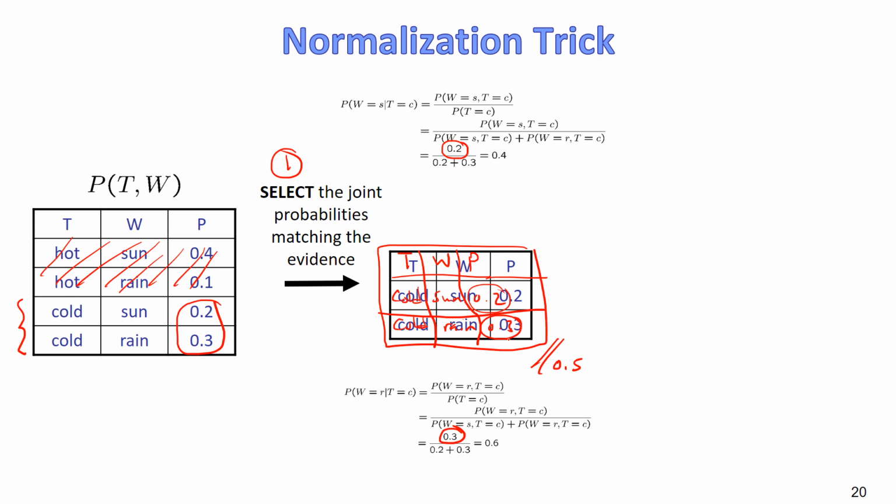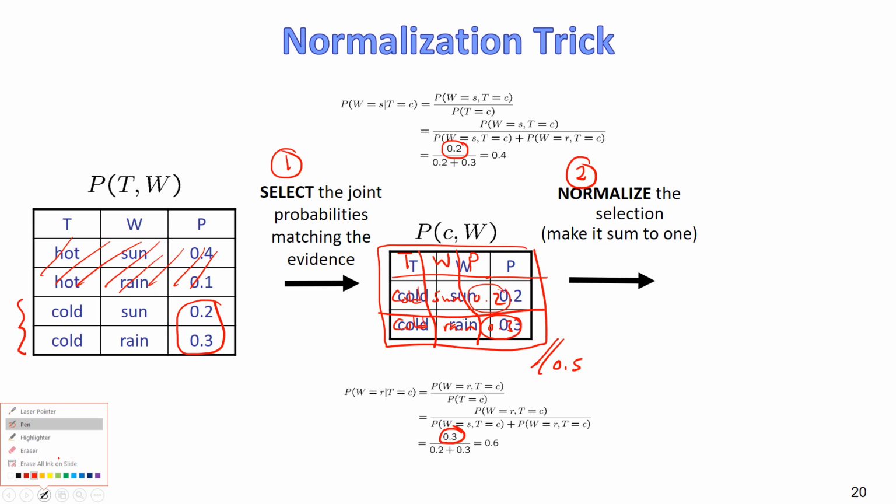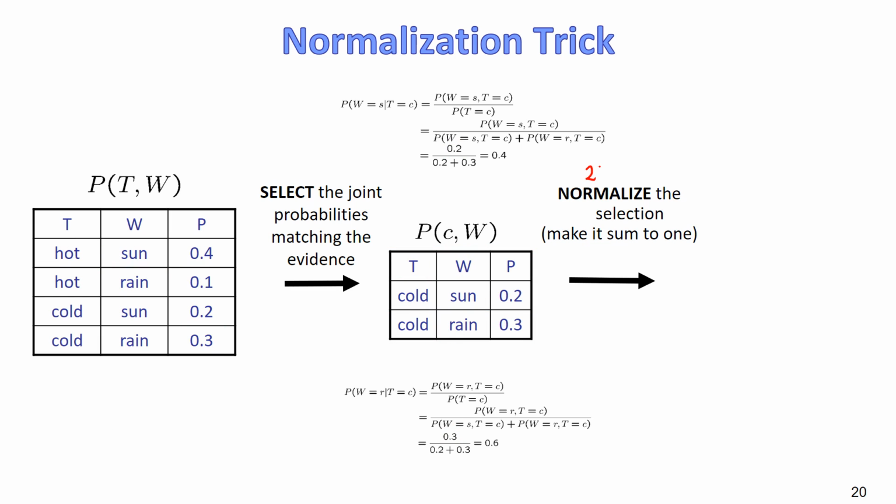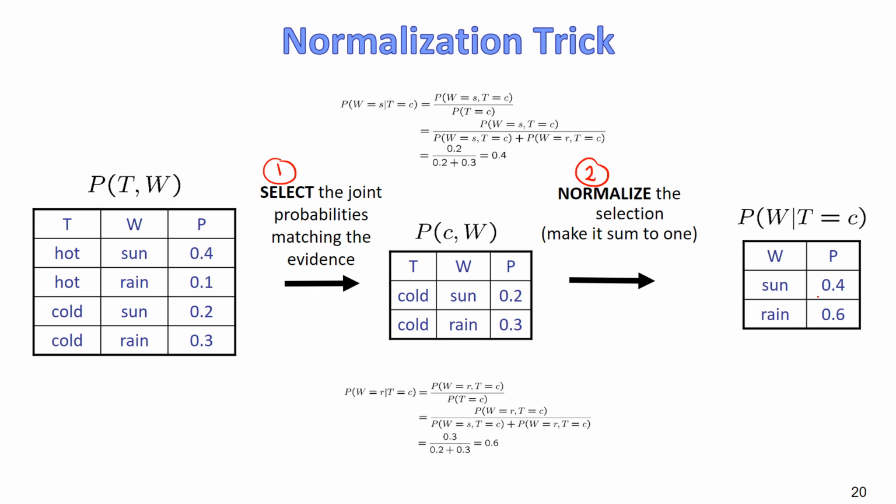The second step we call normalization. In normalization, we divide every entry by the sum of all entries. So we divide 0.2 by 0.2 plus 0.3, and we divide 0.3 by 0.2 plus 0.3. When we do that, we make the new sum equal 1. That's why it's called normalization: bringing it back to sum to 1. Doing that, we get 0.4 and 0.6.